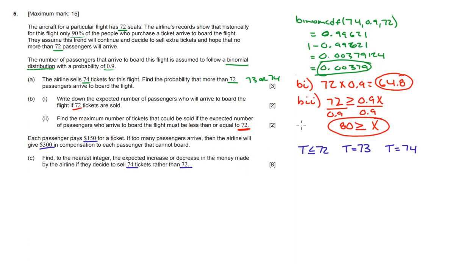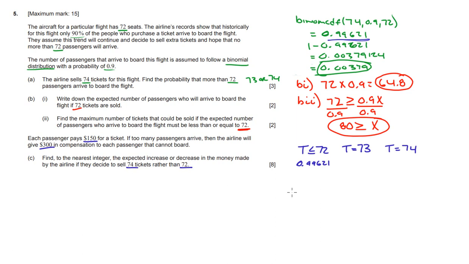So good news is we've done some of these calculations already. The probability that T is less than or equal to 72 is this one right here. That's 74 trials, 90%. What's the probability it's going to be 72 or less? It's going to be 0.99621, right? And then the probability that it's going to be 73, we're going to have to go through and figure that out. Same thing with the probability of it being 74, but at least we already know this one.